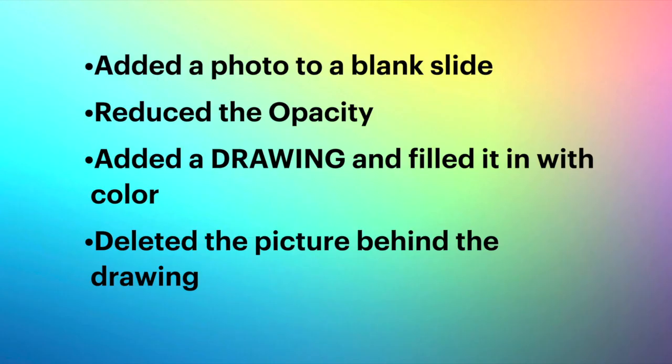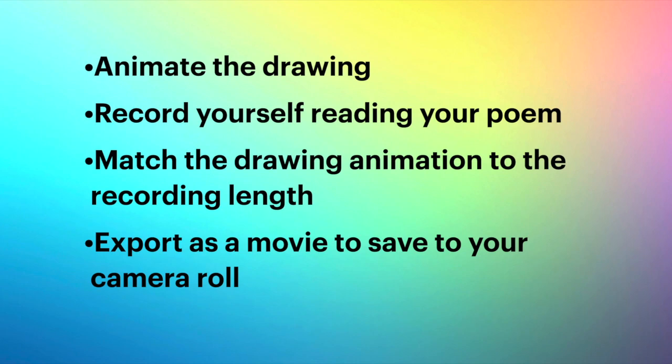So far we've done four main things. We added a photo to a blank slide in Keynote, we reduced the opacity on our photo, we added a drawing on top of our photo and filled it with color, and then we deleted the picture behind the drawing. Our remaining steps are to animate the drawing, record yourself reading your poem, then match the drawing animation to the recording length, and finally we will export it as a movie to your camera roll.